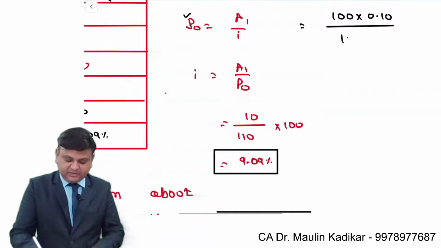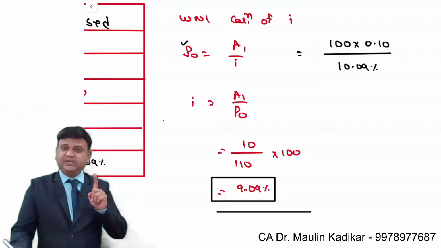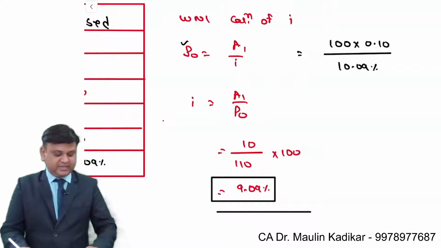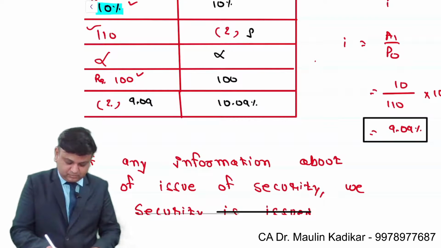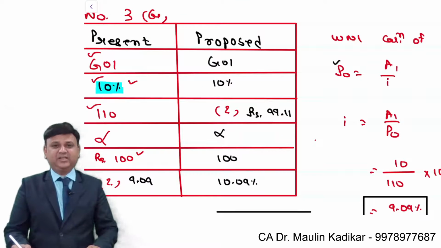It is 10.09 percentage. How is it 10.09 percentage? Right now it is 9.09. It will increase by 1 percentage. So 10 divided by 10.09 percentage. That comes to 99.11. So this is the answer, 99.11. That is the way we are required to write the answer.